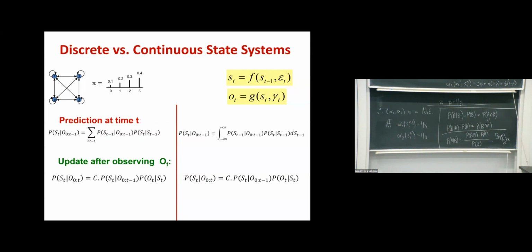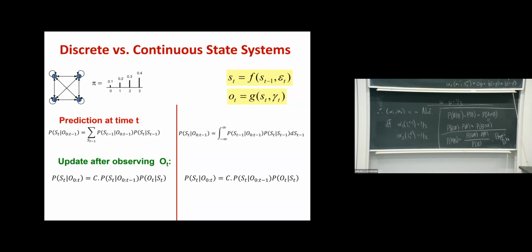If you have a belief in the state at the current time, then the belief in any state at the next time, if you're using the discrete state system, is that the probability of being in any state at time t is the probability of being in any state at time t minus 1 and transitioning from there to the next state. And you'd be summing over all states at time t minus 1. That's the discrete state version.